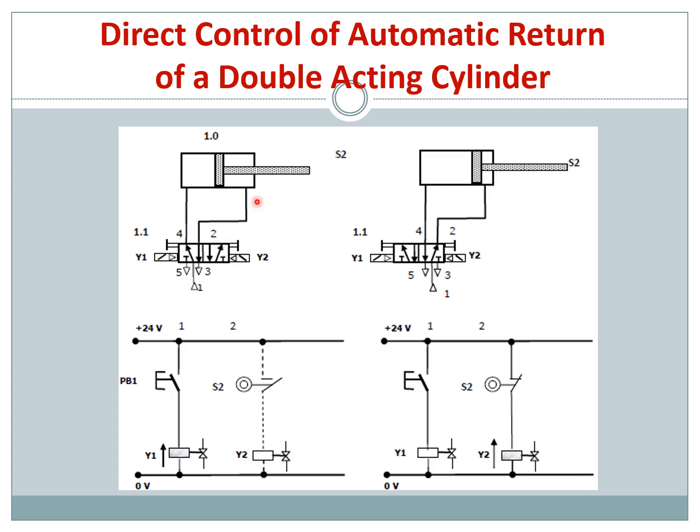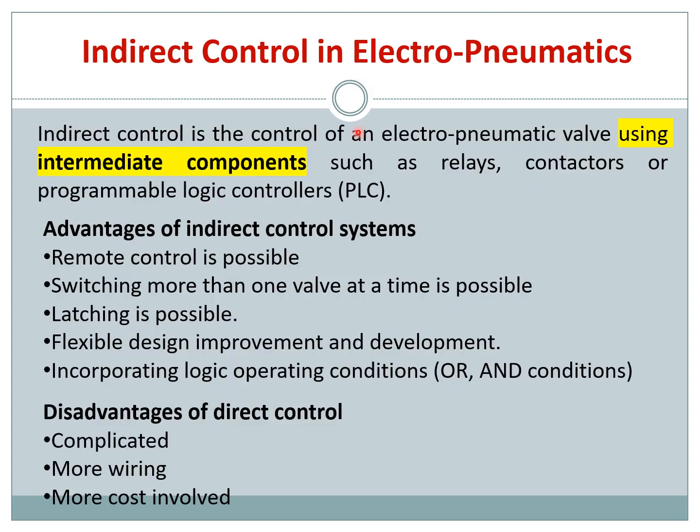So this is a switch for you to have an automatic return of a double acting cylinder. So similar like in pneumatic, we use roller switch. Here you use reed switch or sensor. Okay, so we have seen the direct method. So we will see indirect control of electropneumatic.